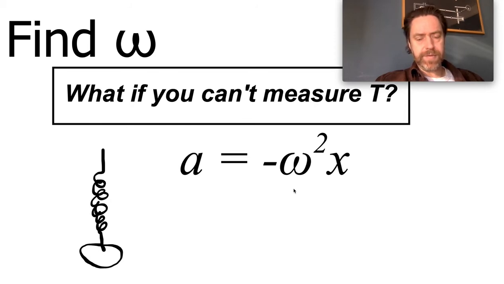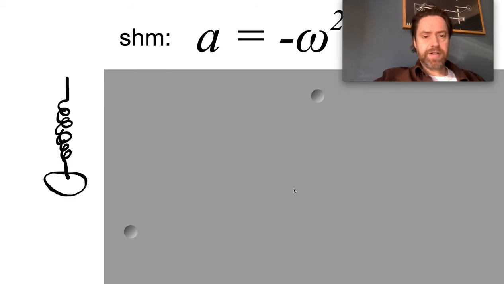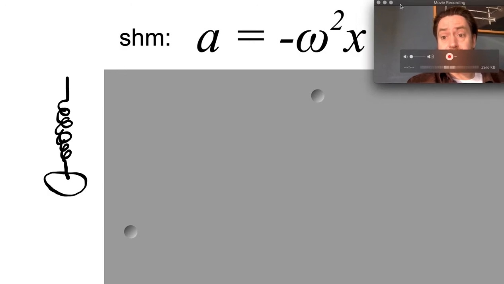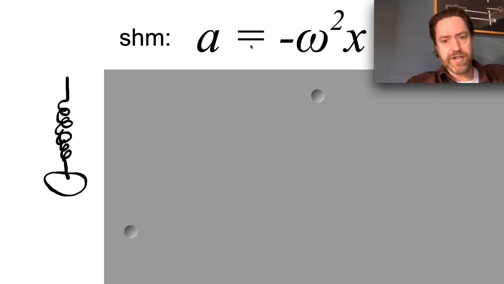Okay, so I'm going to show you how I would approach it. I've got a little version of it up here. I'm going to start with what I know about simple harmonic motion. I know that simple harmonic motion tells me the acceleration is equal to minus omega squared x.